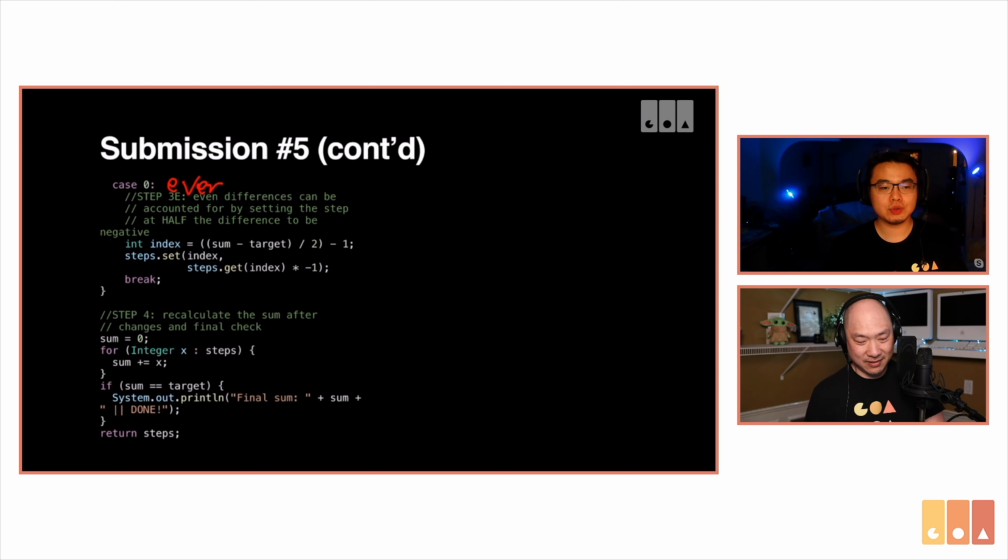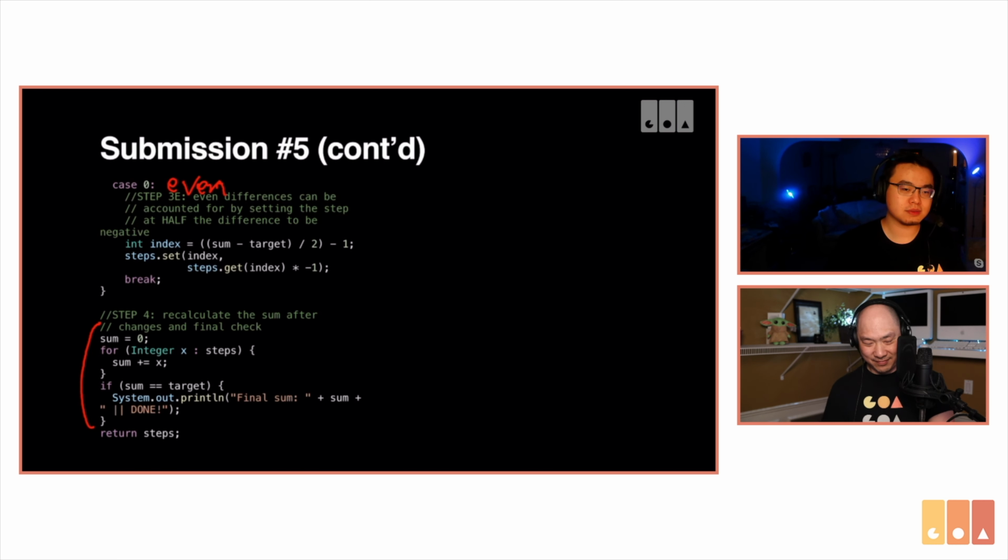So here we do the shifting and we find the difference divided by 2 and we set that as -1. So pretty similar to all the other solutions. And then step 4, Arthur decides to actually check if we hit the target.